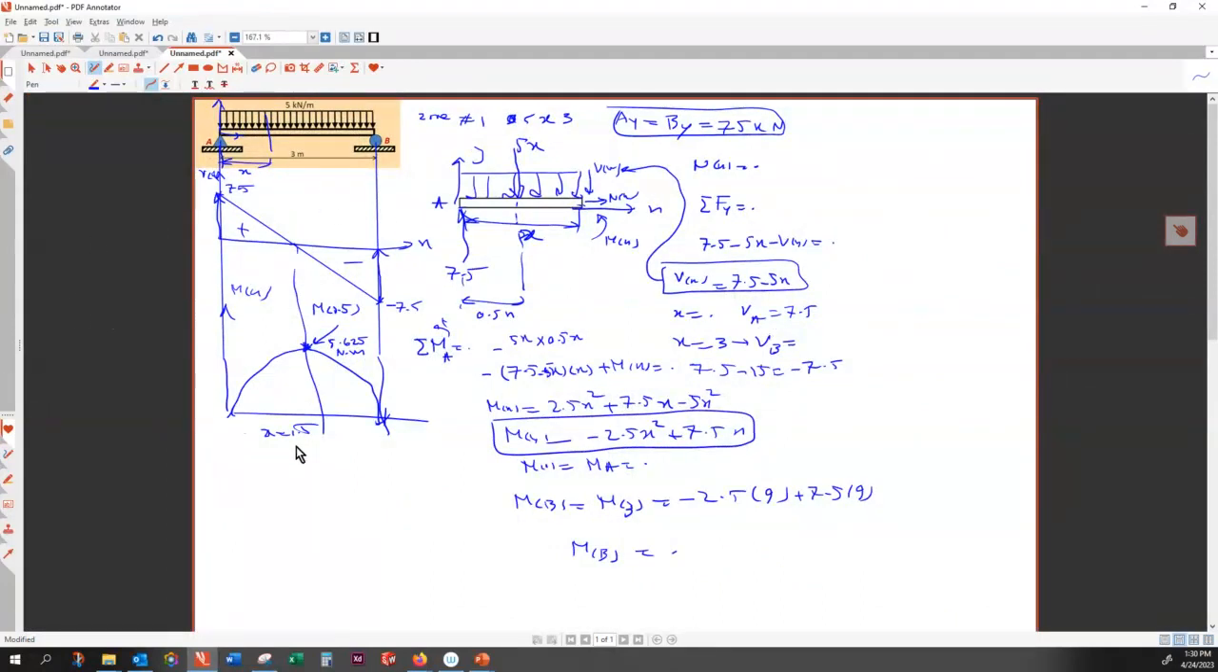So the middle point, let's call this point C. So M of C, that is M evaluated at x equal to 1.5, that is 5.625 kilonewton meter.